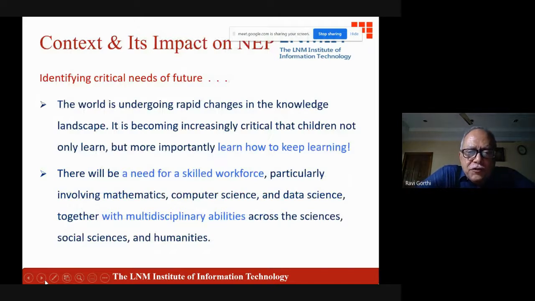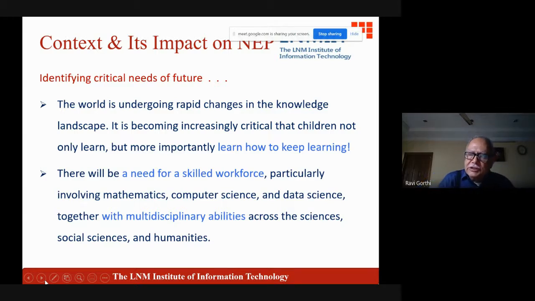Now, after this great vision, let's look at the document, looked at the context of the last 30-40 years of India and what are the influencing factors leading to the conception and creation of NEP. The world is undergoing rapid changes in knowledge landscape. It is becoming increasingly critical that children not only learn, but more importantly, learn how to keep learning.